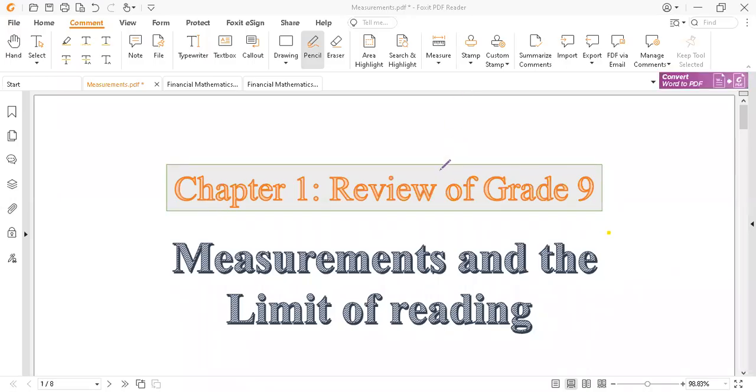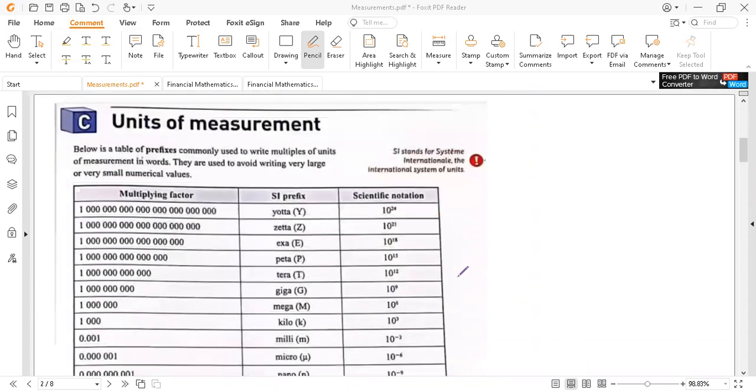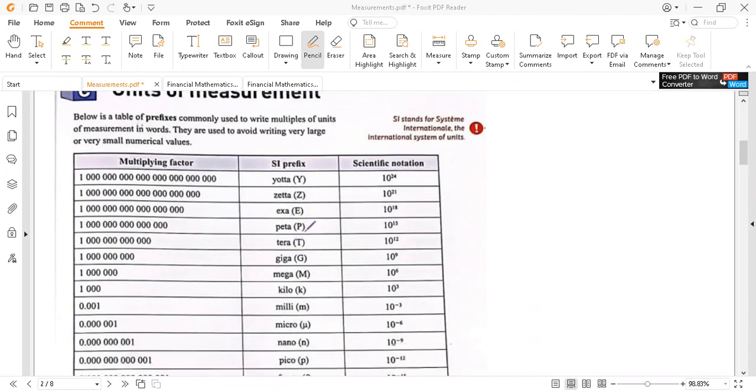Hi everyone. This session is dedicated to reminding you about the principles and essential information about measurement and the limit of reading. Normally we should know that we have a lot of units of measurement, and here in this table we have the prefixes commonly used to write multiples of units of measurement in words.